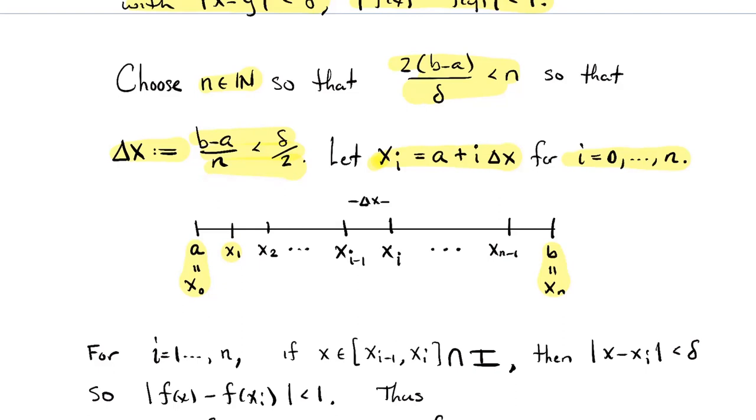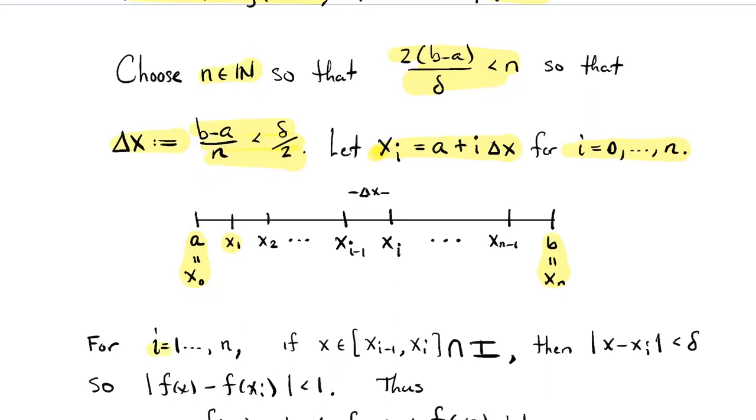Okay, so why do that? Well, if I take, say, for i between 1 and n, so starting with x1 and ending up at xn, it could be any one of those things. If you pick x to be in any one of the subintervals, but I need it to be in the domain, so that's why I'm intersecting it with I.